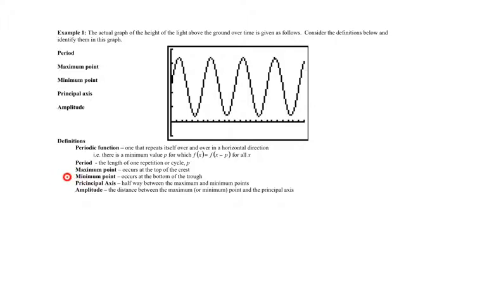Minimum point that the light reaches. So the bottom of the trough is the valleys, crests are the peaks. Principal axis. So your principal axis, I'm going to highlight this in blue. Halfway between the max and min. So here is our principal axis. So that's going to be an equation. And that equation is going to be y equals, because it's a horizontal line.